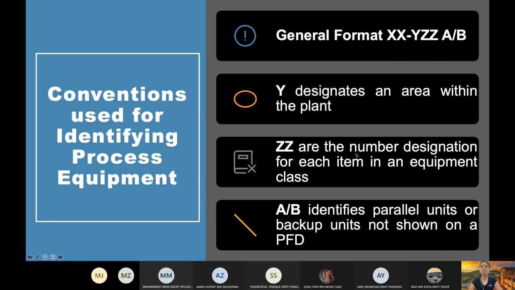The ZZ is the number of the equipment in the equipment class. For example, you have 2 pumps in area 1. So the first pump is P101, meaning the first pump in area 1. The second pump, P102, meaning the second pump in area 1. So you see, although I have 2 pumps in the same area, the 2 pumps will not have the same number. One is P101, one is P102. For area 2, the first pump is P201, and the second pump is P202. So that indicates which area the equipment is in, and at what sequence.